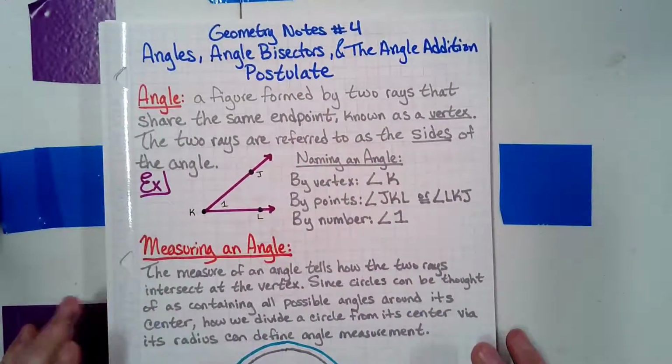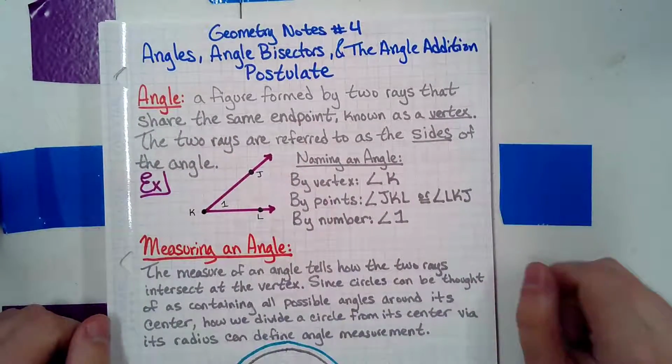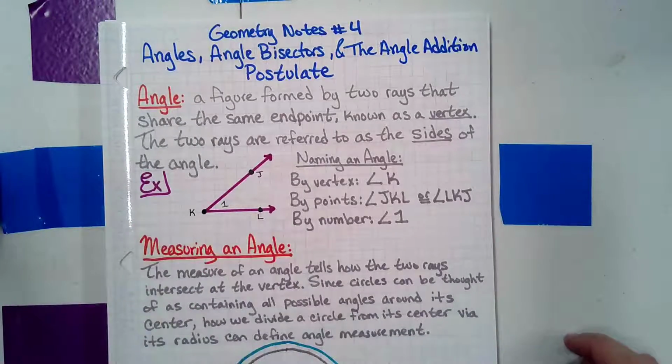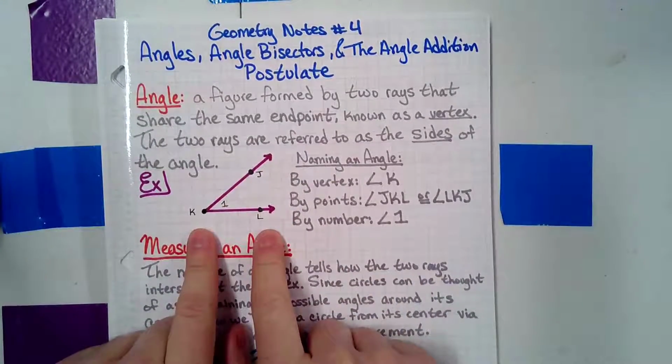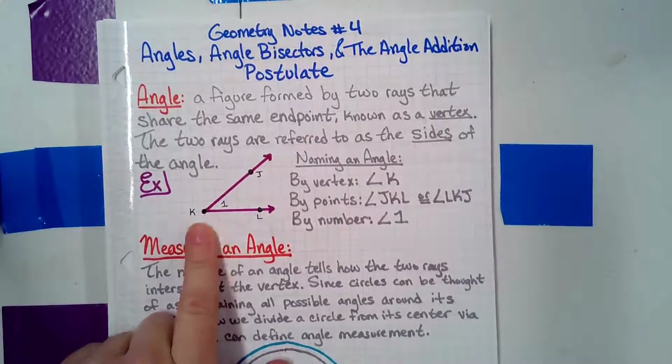So what is an angle? A figure formed by two rays, hi Ray, that share the same endpoint known as a vertex. So lots of vocab here. The two rays are referred to as the sides of the angle. So words are hard, math is easy. So check it out. Right here is an angle, the thing in purple, okay? We have a point that they connect on. That's the vertex. We call that vertex K. It's just what we do.